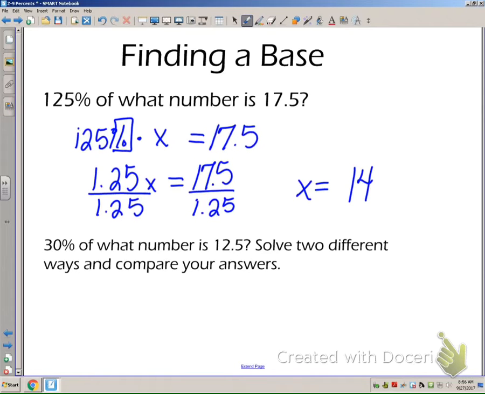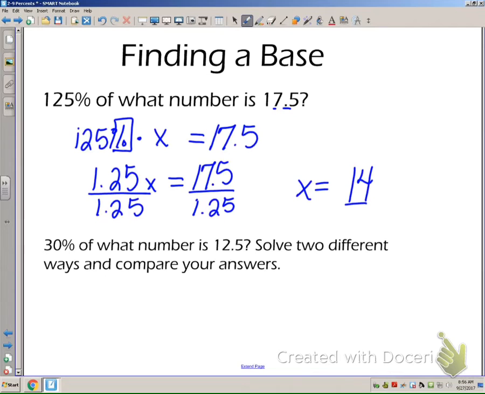And 25% of 14 is 17.5. And that makes sense that it would be more than 14, because 17.5 is bigger than 14. It's 125%, so it's not just 100% of it, it's more than the original number.